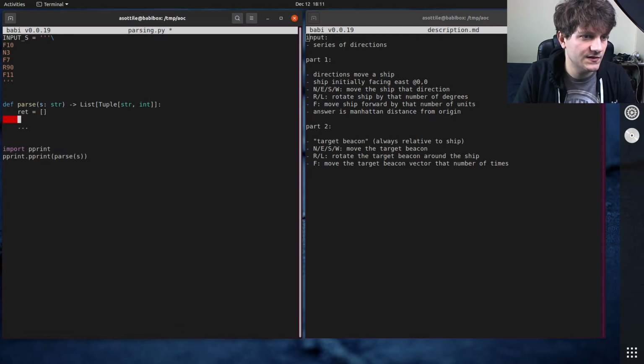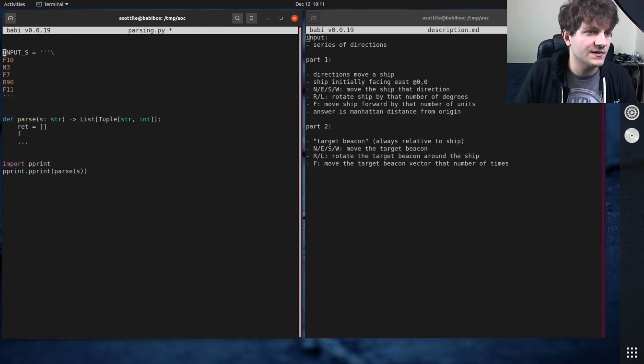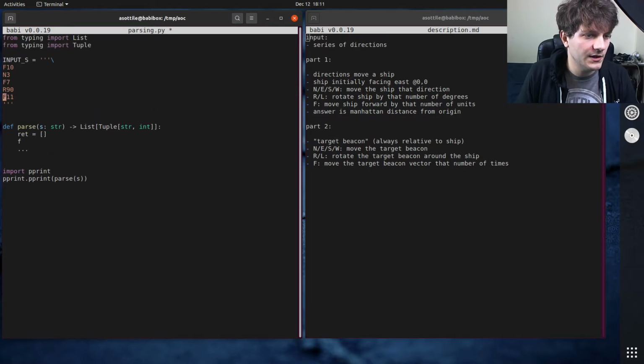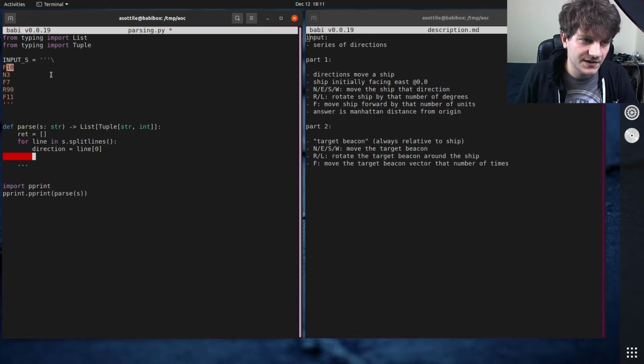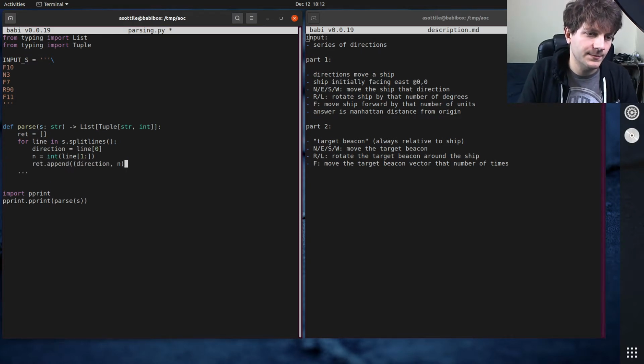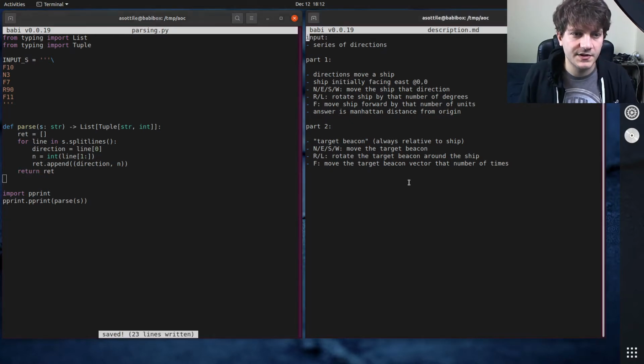So ret equals this. We're going to be building a list of tuples. I forgot to import the types, so I'll do that really quickly. But for line in s dot splitlines, I just grabbed the first character and used that as my direction. Direction equals line[0], and then the unit, which is the rest of the string, or I guess we can call it n, equals int of line[1:]. So ret dot append direction, n. Return ret, and so that should solve the parsing part.